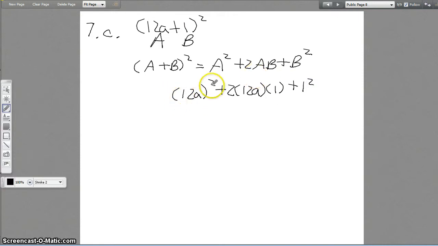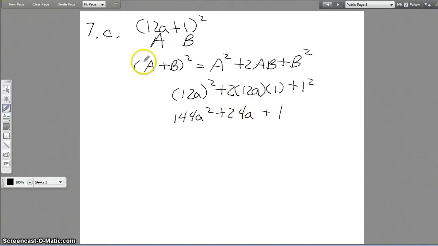So (12a) squared is 12 squared times a squared. 12 squared is 144, and then we have a squared. 2 times 12a times 1 is 24a. And then we have just a 1 at the end because 1 squared is 1.